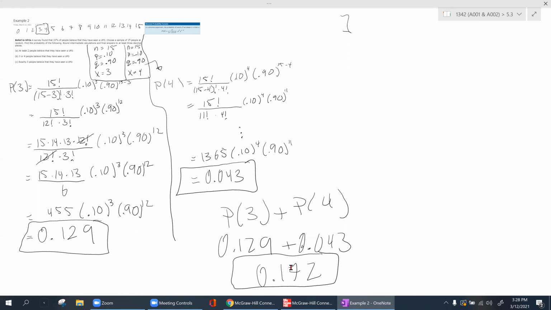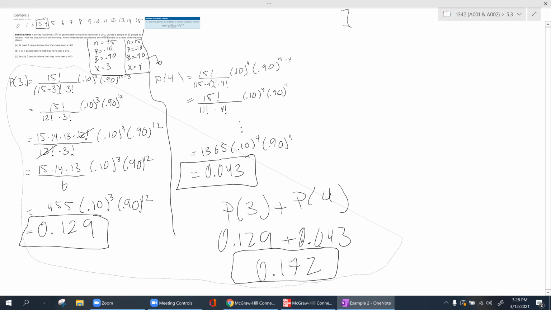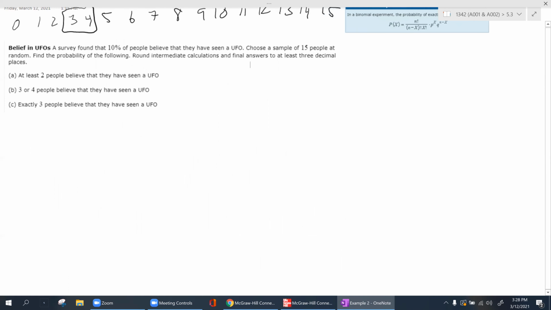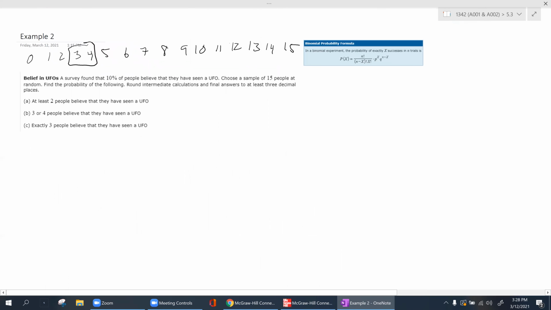Right, and question C states, let's go ahead and clear this up. Question C states exactly 3 people, right? So if it's exactly 3, that means you're only going to find 1. And so one way to remember these is if you see at most or at least, that means you're going to have a few of them. You're going to have a chain, right?